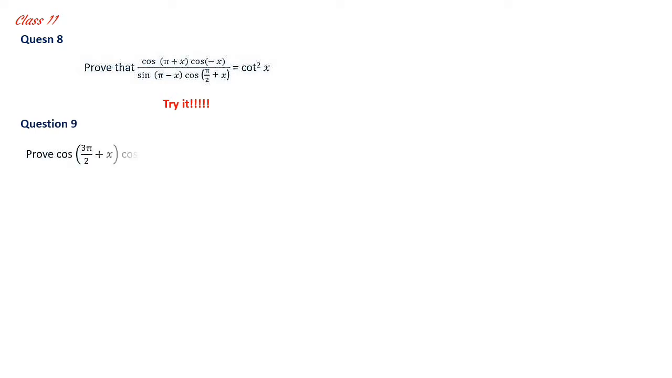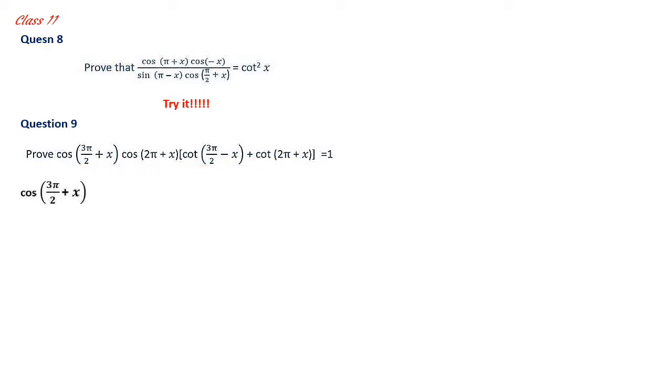Next is question number 9. Prove cos of 3 pi by 2 plus x into cos of 2 pi plus x into cot of 3 pi by 2 minus x plus cot of 2 pi plus x is equal to 1. Here you can see 3 pi by 2 plus x, 2 pi plus x, 3 pi by 2 minus x, 2 pi plus x. All these formulas we have learned.